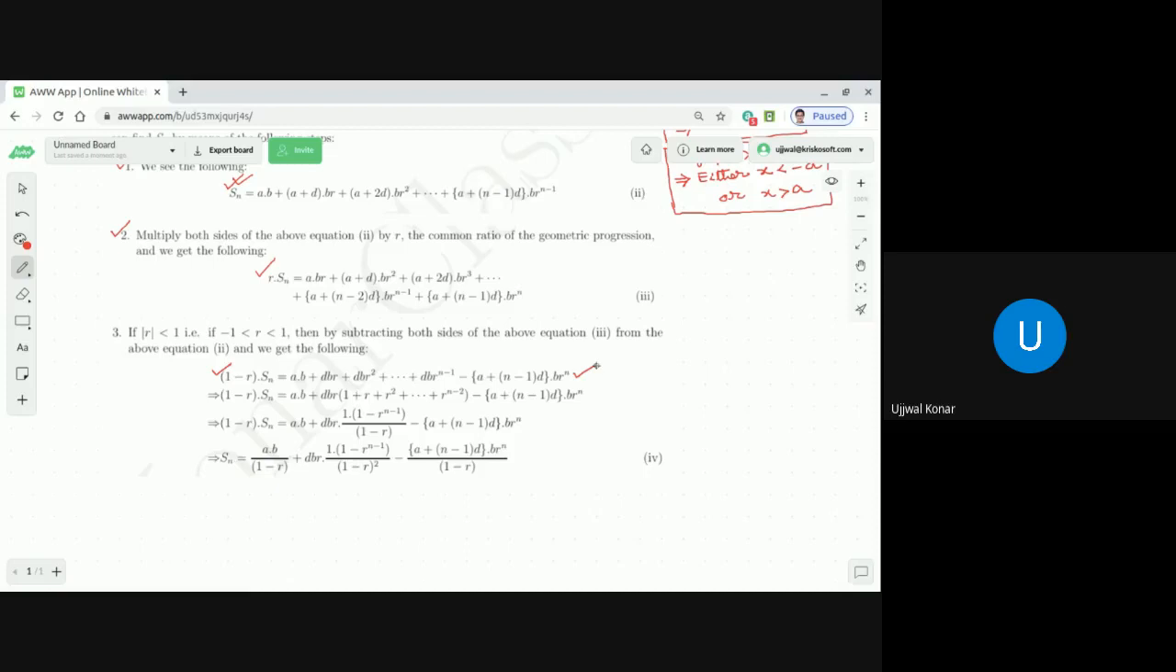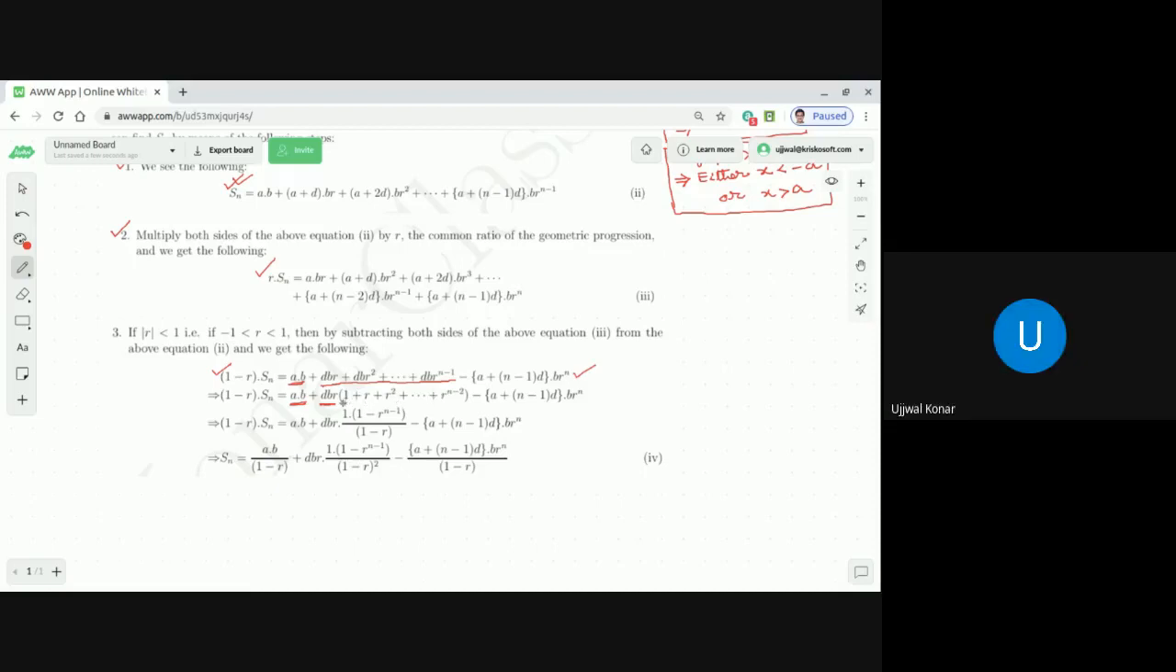After that, things are quite simple. If someone wants time, never hesitate to let me know. Then 1 minus r into Sn becomes AB, I'm just taking this AB as it is. Now look into all these terms, dBr square up to dBr to the power n minus 1. We can take dBr common, dear students. So that's what we have done in the next step. We took dBr common, then we get 1 plus r square up to r to the power n minus 2. That is in GP.